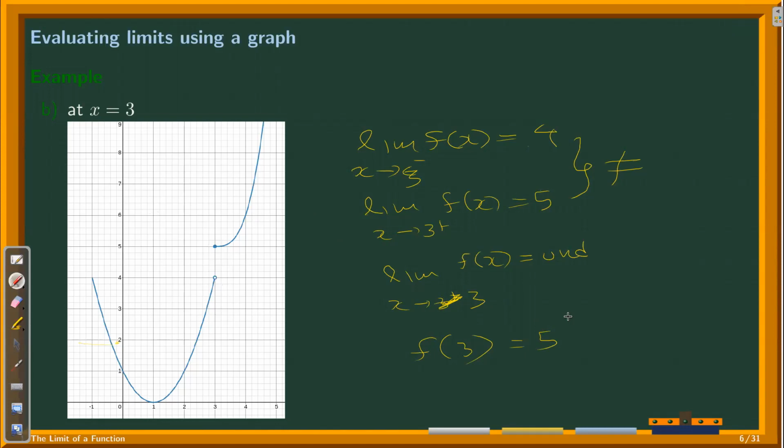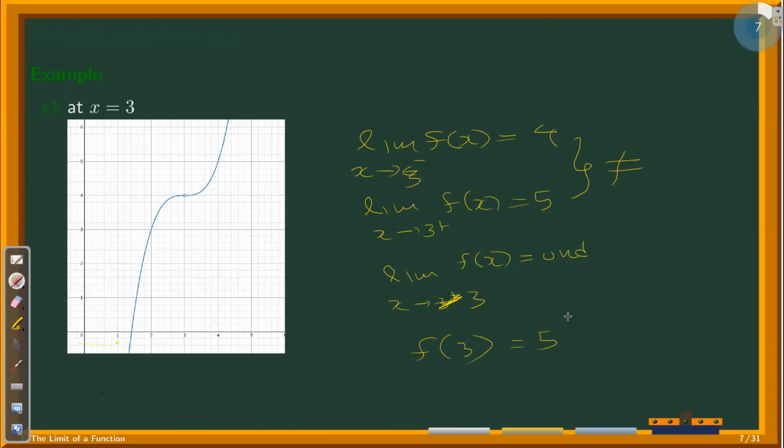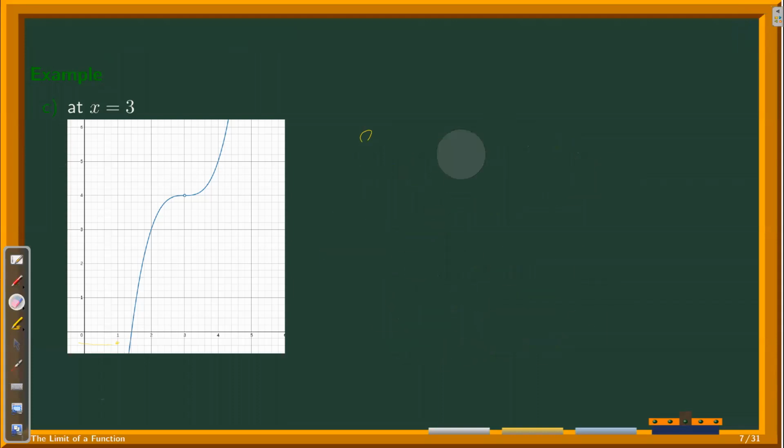Okay, so if I go to the next one, people got almost everything correct except for the function value. Good.